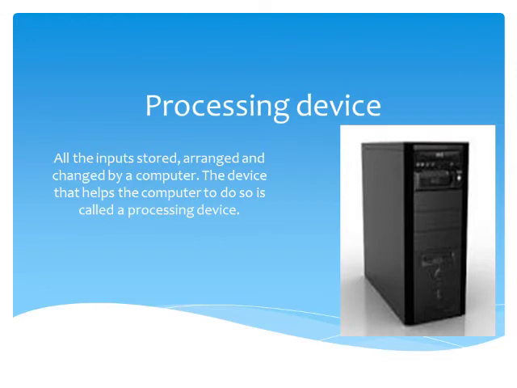Next, processing devices. What are processing devices? All the input is stored, arranged and changed by a computer. The device that helps the computer to do so is called a processing device. So without processing you cannot get information. Raw data is inputted with the help of input devices, and after that it goes for processing. Without processing we cannot get information. So processing is a very important thing in a computer.